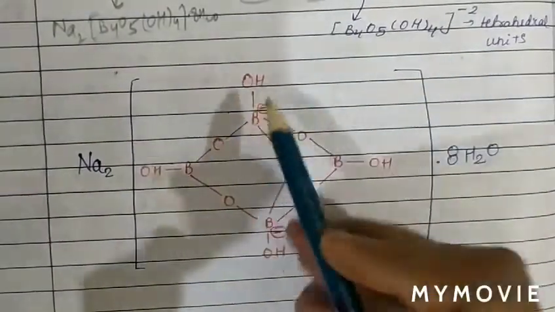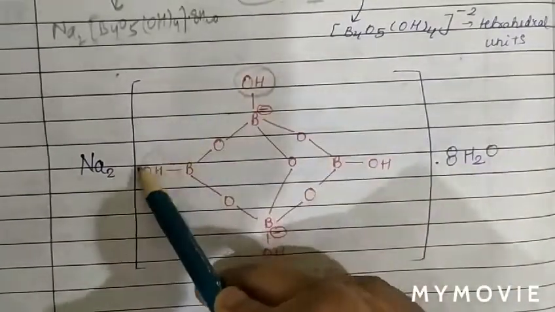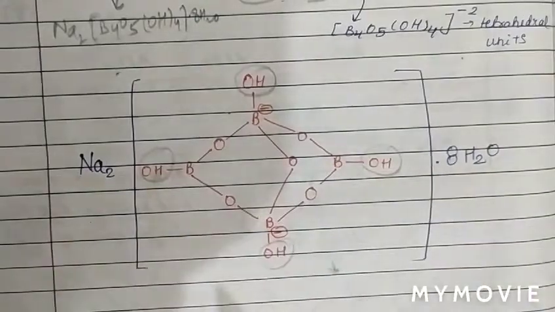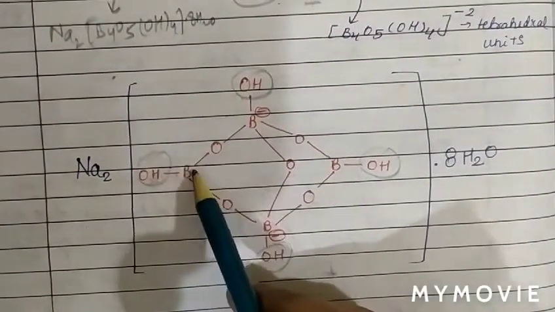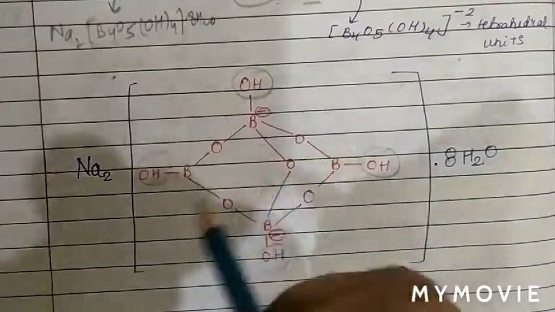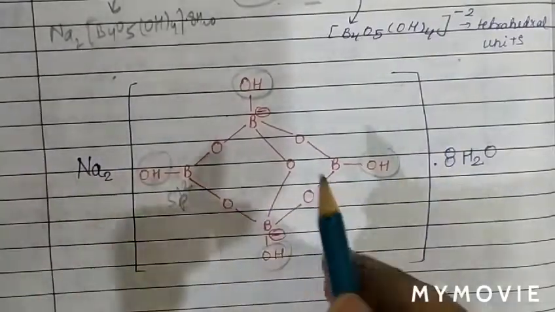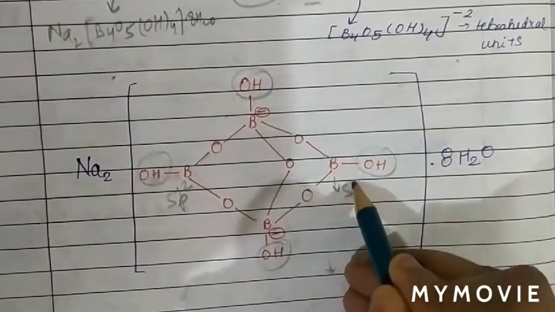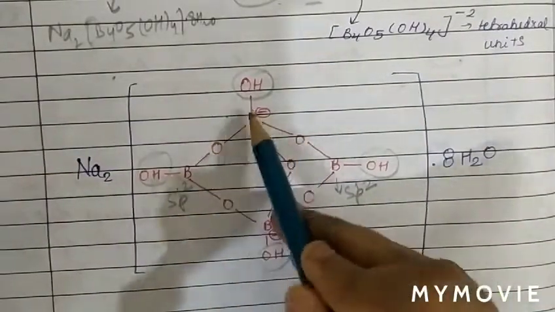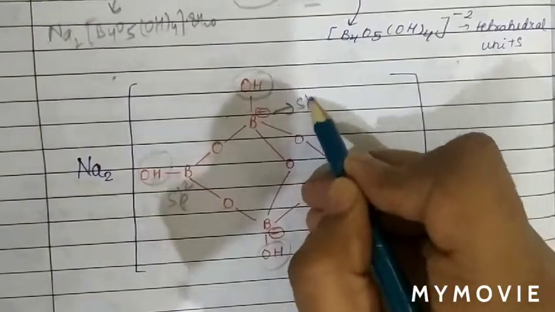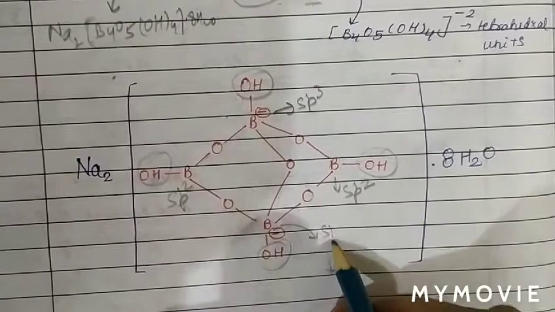Each boron atom contains OH groups, 1, 2, 3 and 4. See the hybridization of 2 boron atoms. In borax, we can see 1, 2, 3 sigma bonds are there, so hybridization is sp2. And see the hybridization of this boron atom, so hybridization is sp2. Now see the hybridization of the next boron atoms. We can see 1, 2, 3, 4 atoms are there, therefore hybridization is sp3. Now see the hybridization of the next boron atom: 1, 2, 3, 4, so hybridization is sp3.